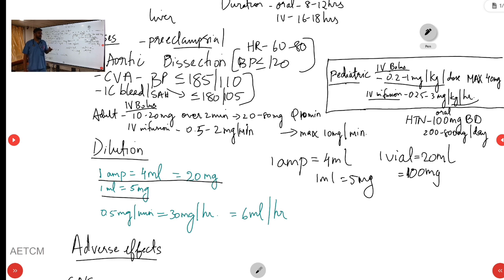And if you are giving it by the oral route for chronic hypertension or resistant hypertension, then the dose will be 100 mg BD, and we can increase the dose to 200 to 800 mg per day.